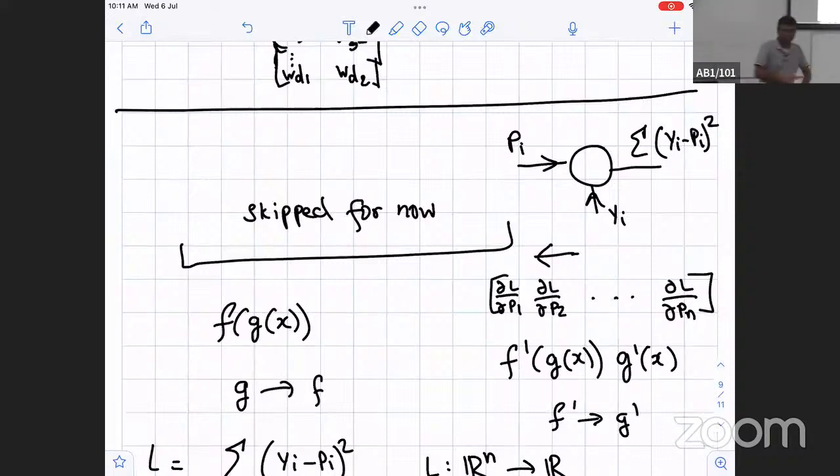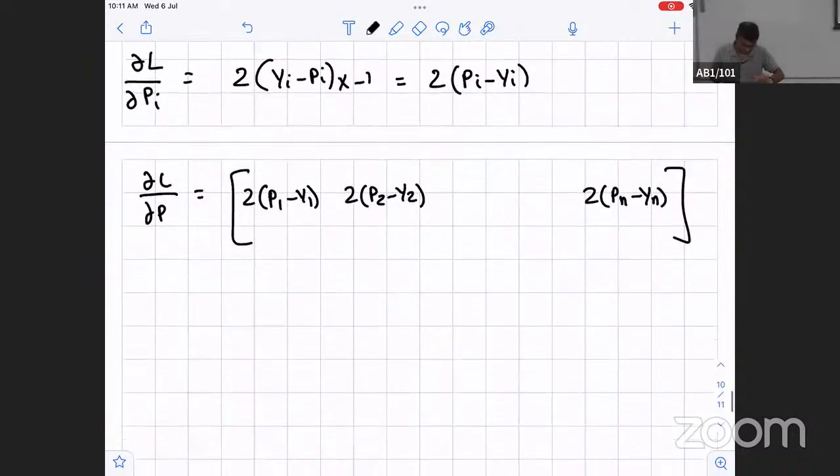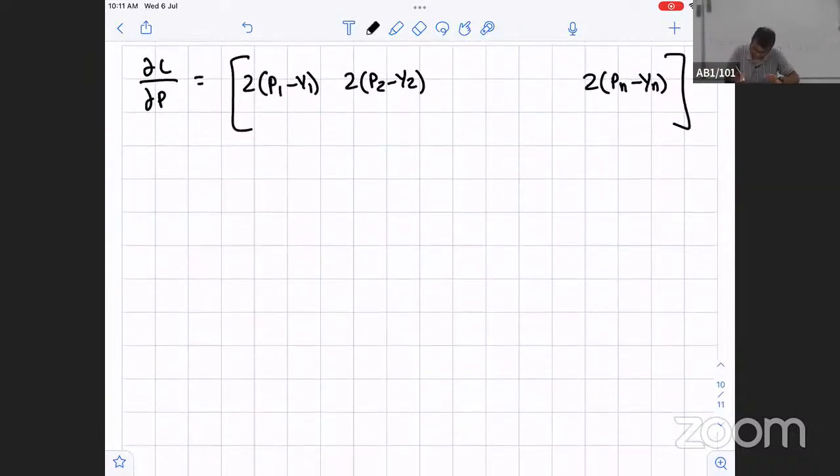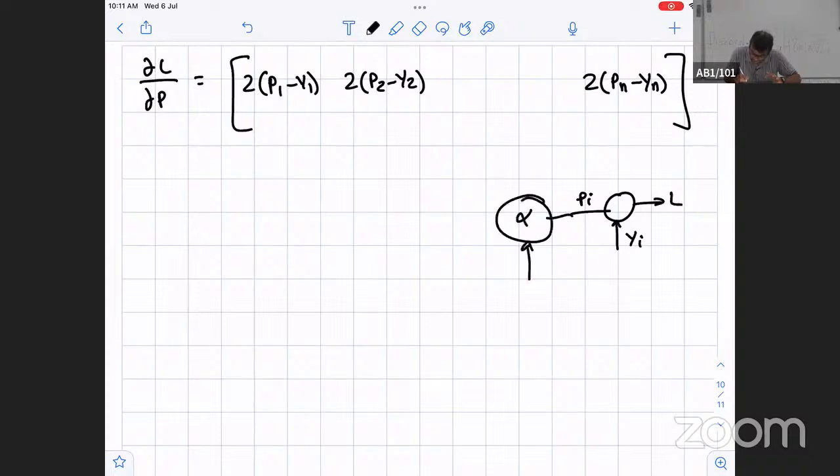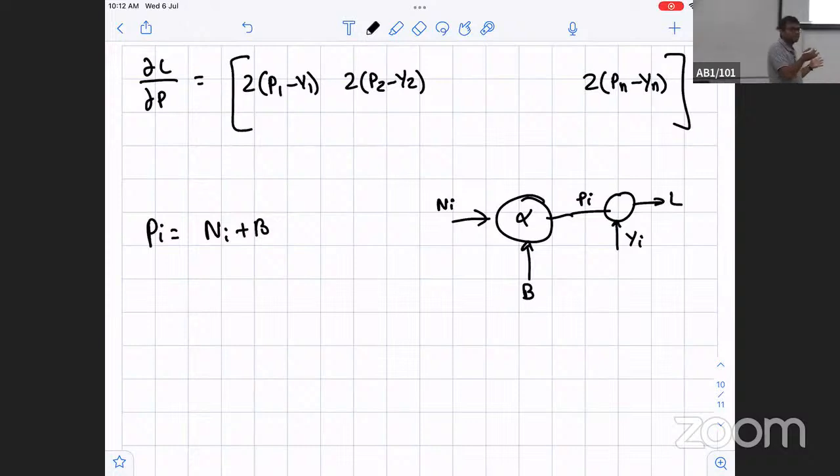Okay, so this was the layer that we already saw. We will not worry about this anymore. This is your pi, this is your L, and this is yi. Now let us look at the previous layer, which is alpha and b, and then input is ni. It adds, you know what it does. So pi is equal to ni plus b, right? The bias. See, I'm coming one step back at a time.